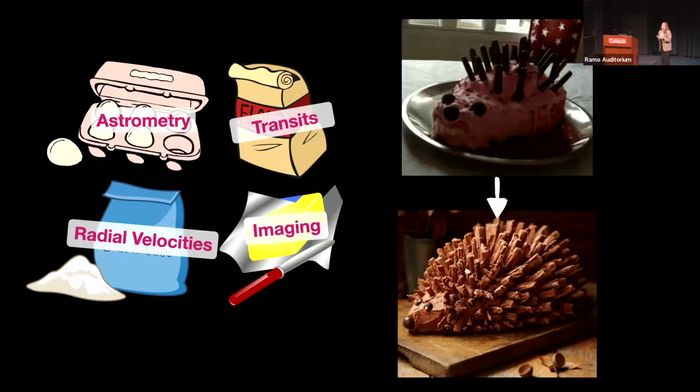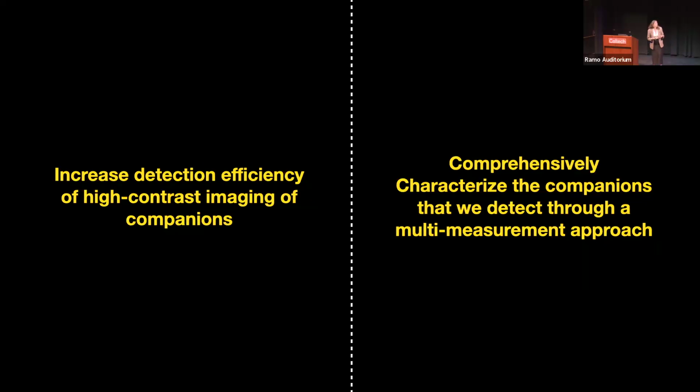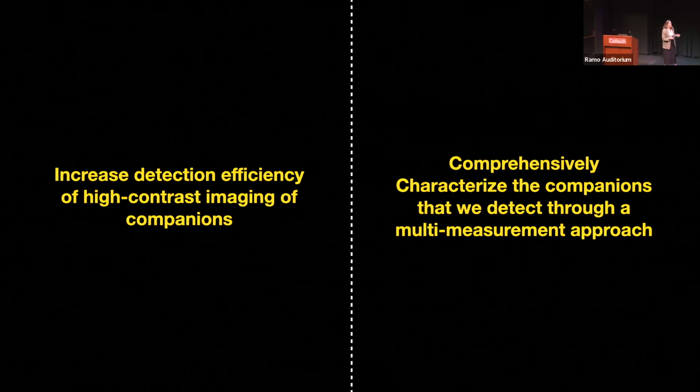So we're going from more than just having this imaged point spread function and saying we know what it is we're looking at, to actually fully comprehensively understanding the things that we're looking at. So there are two pillars to this approach and to this talk today. I'm going to talk both about increasing the detection efficiency by using this precursor information. If we can use the information that we have in hand before we go forward to high contrast imaging observations, then that's going to increase our efficiency in our high contrast imaging observations. And then the other aspect, which I really want to hone in on, is comprehensively characterizing the companions that we do detect using this multi-measurements approach.